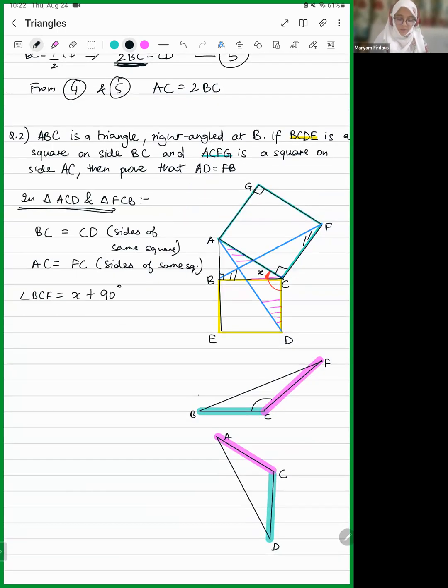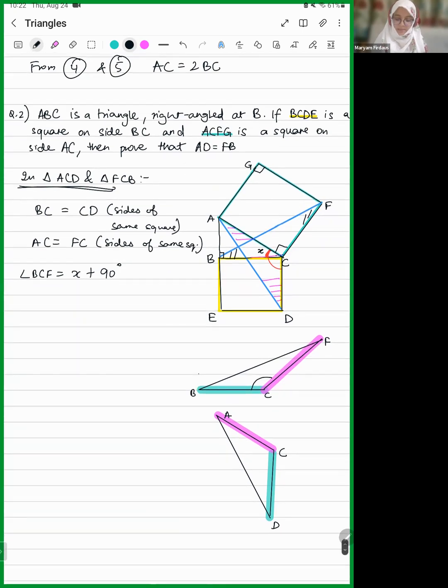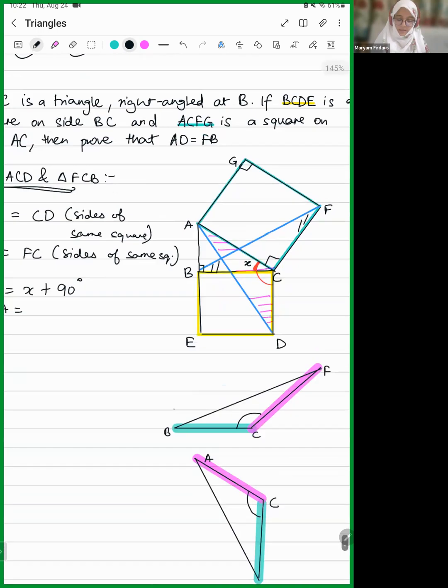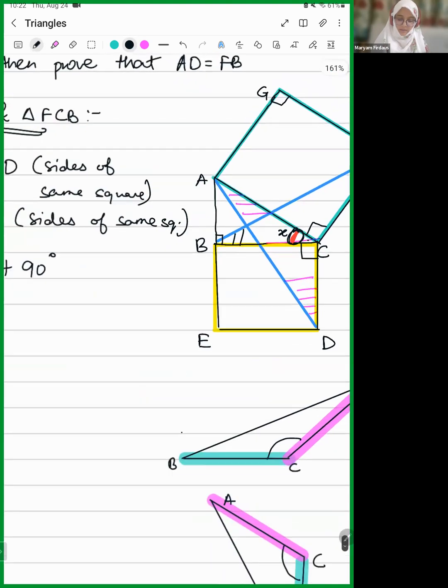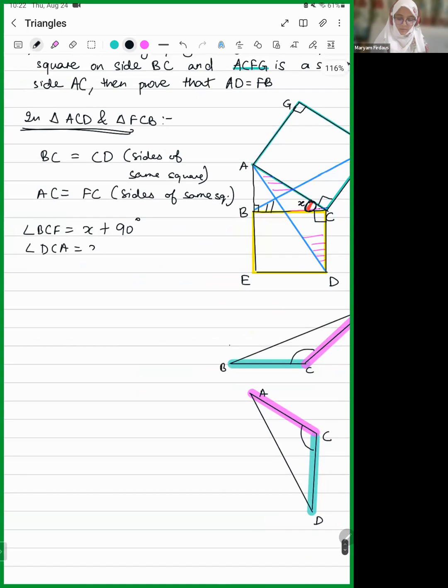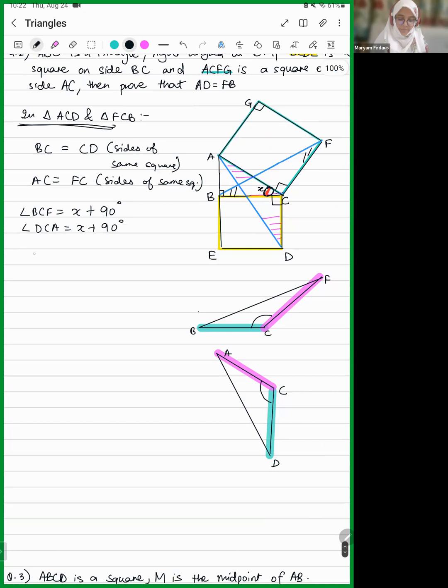Now what about angle ACD or DCA rather? It's again X plus this angle which is 90. So angle DCA is also X plus 90. So what does it say about both of these angles? Angle BCF and angle DCA. What can we say about them?